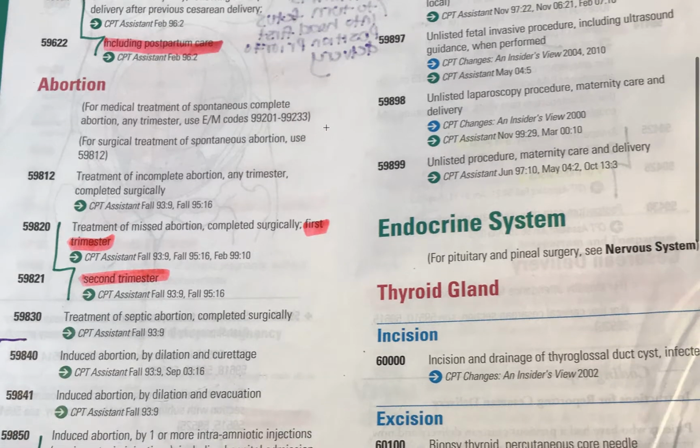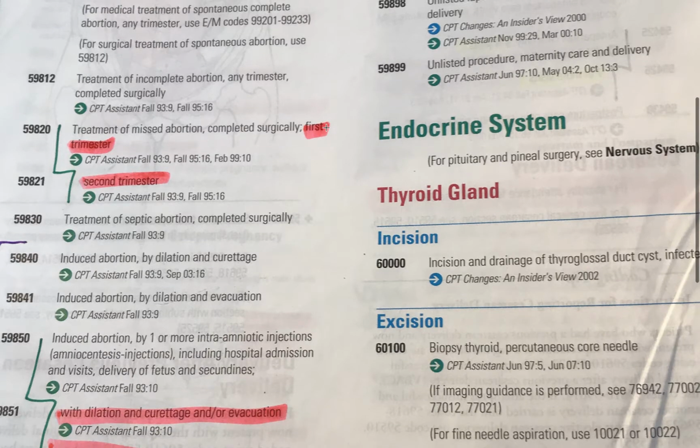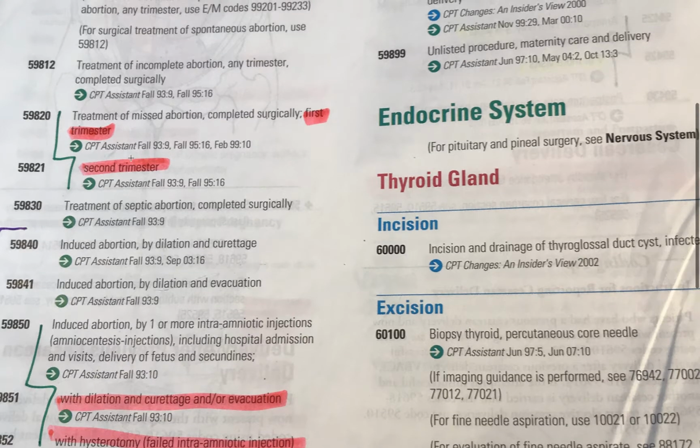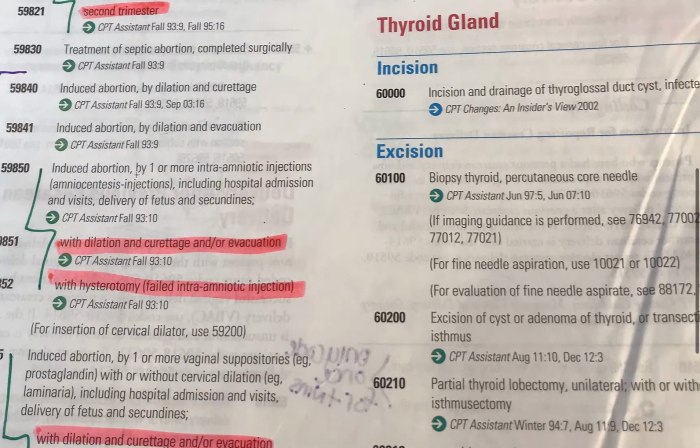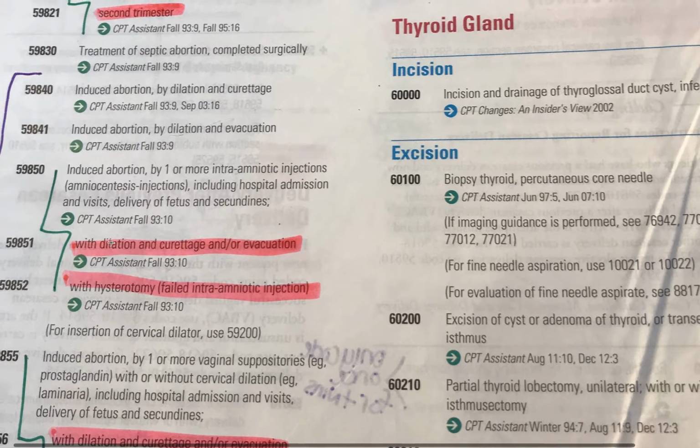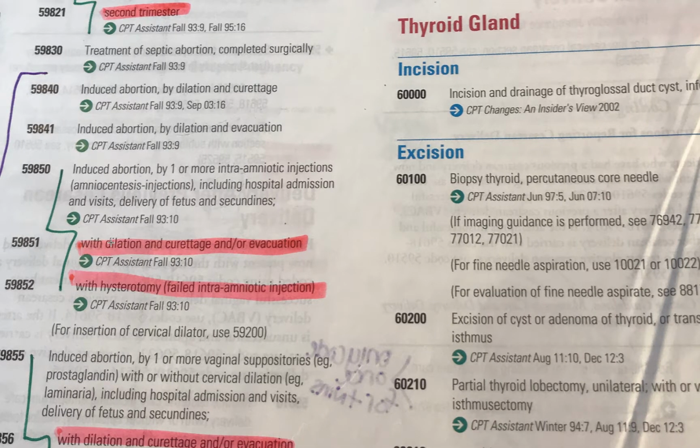And the last section of this chapter is abortion. So there is 59812, which is treatment of incomplete abortion, any trimester, completed surgically. And then there's 59820, which is treatment of missed abortion, completed surgically, first trimester. And then 59821 is for second trimester. And for induced abortions, 59850 is induced abortion by one or more intra-amniotic injections, amniocentesis injections, including hospital admission and visits, delivery of fetus, and secundines. If that's done with dilation and curettage, you would code 59851. If that's done with a hysterotomy, failed intra-amniotic injection, it's 59852.